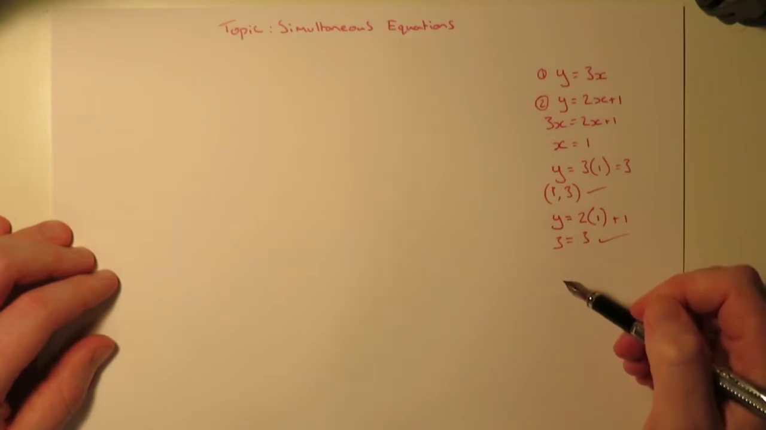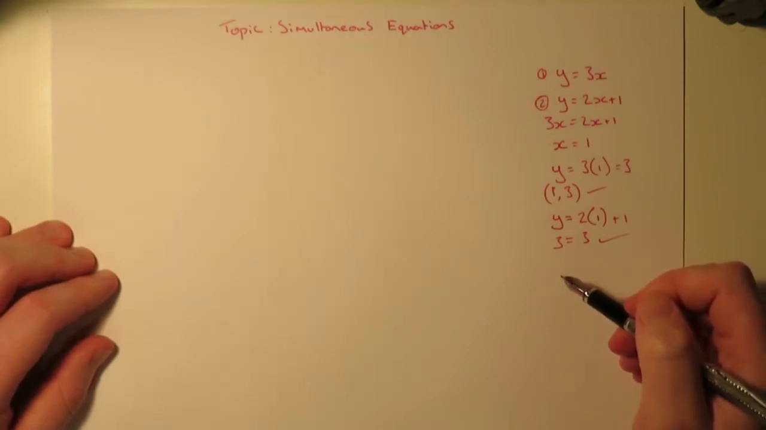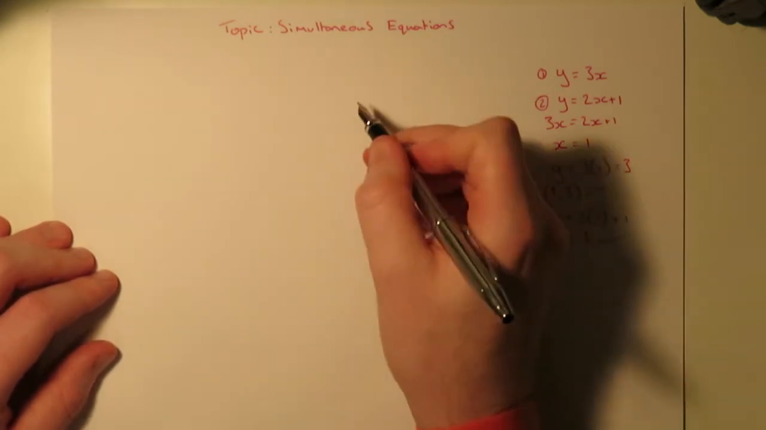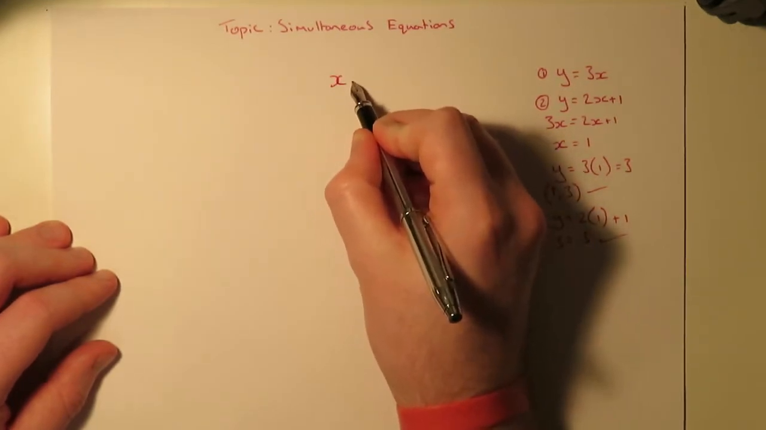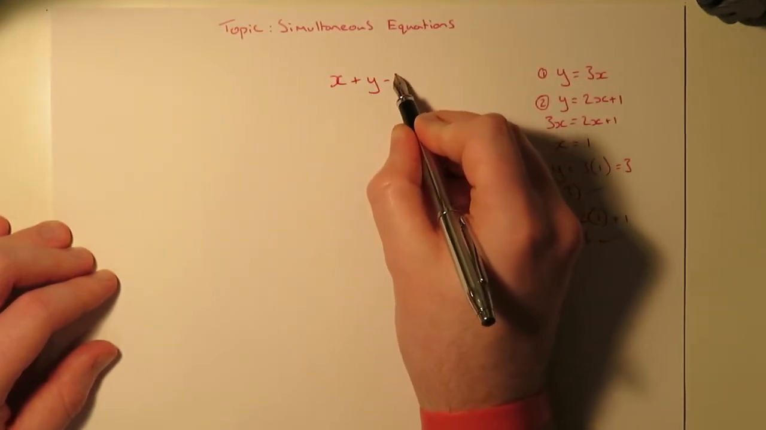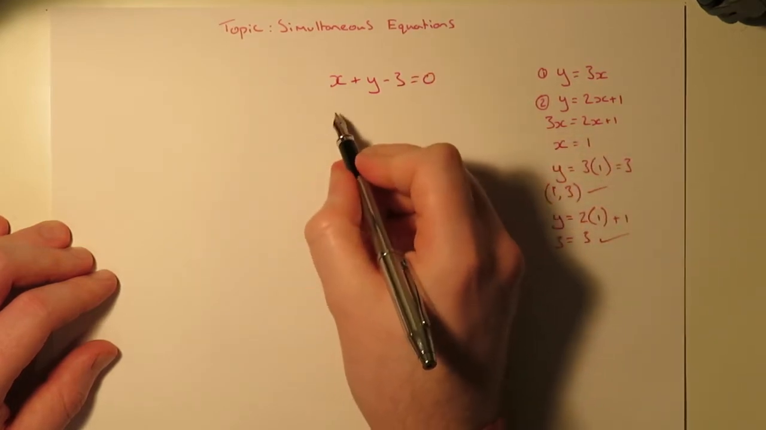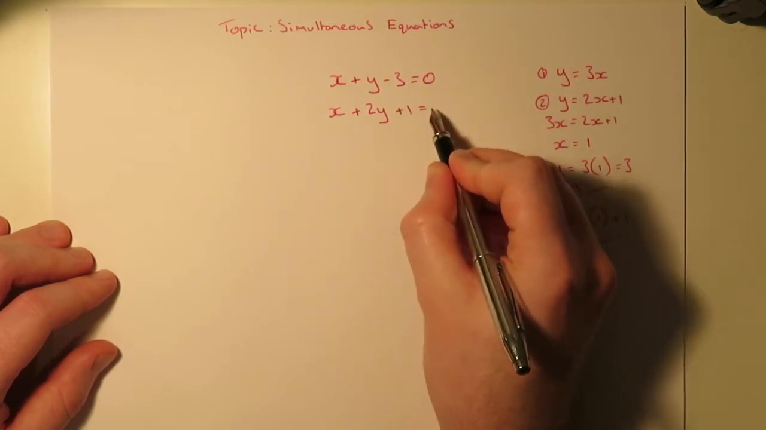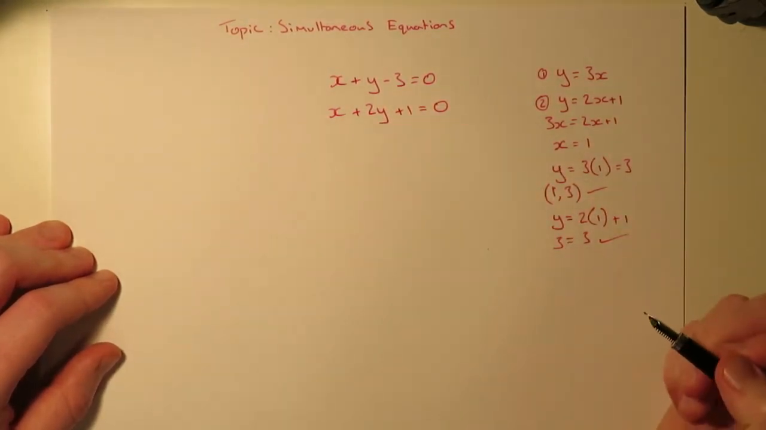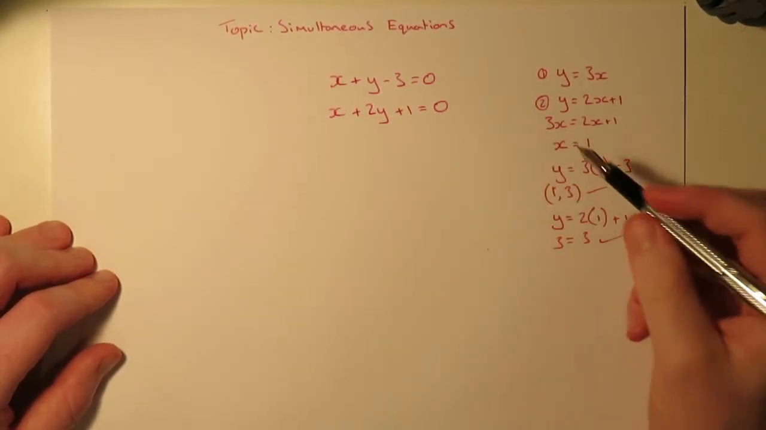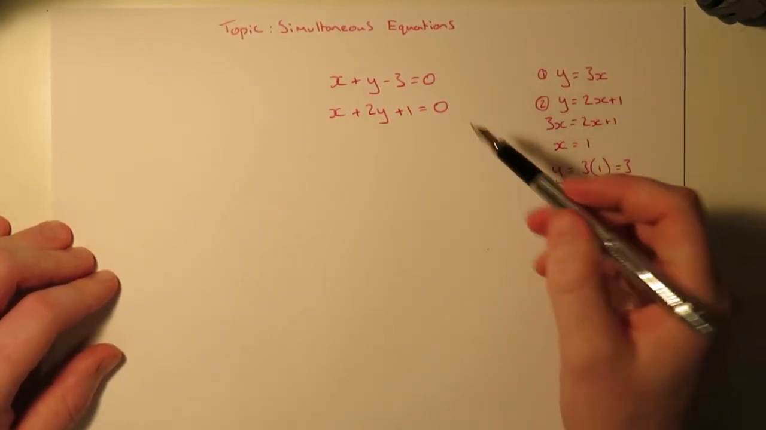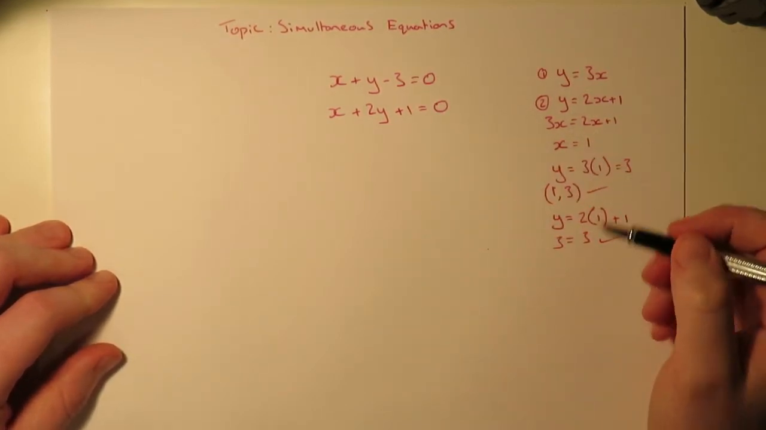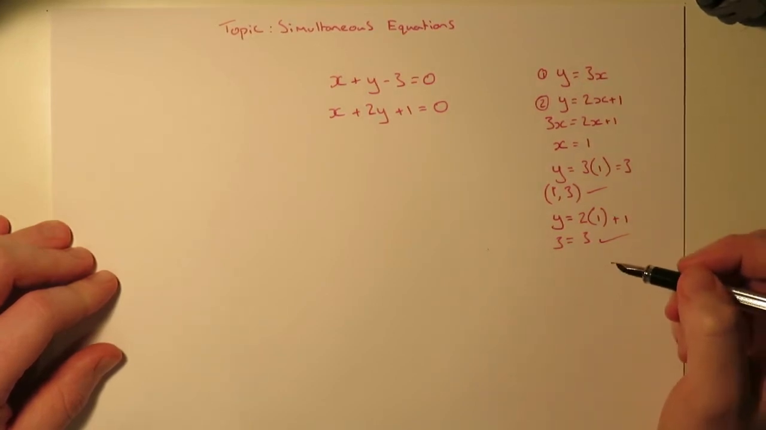So let's take a look at a slightly more unusual case. I say unusual, it's just a slightly different way of writing them. x plus y, subtract 3 is equal to 0, and x plus 2y plus 1 is also equal to 0. I have to admit, this is the first time I've seen a set of simultaneous equations where they both equal 0, but it's a good example to have.